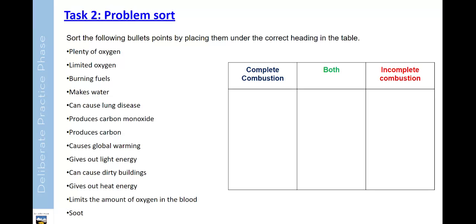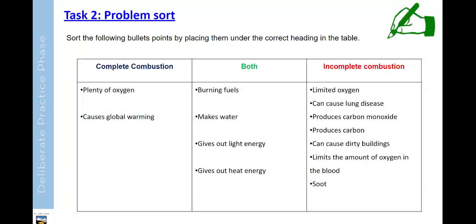Okay, so remember to change your font colour to green because you are going to be self-marking this work. Let's look at the answers then. So complete combustion should have only had 2. Both had 4. Remember, both burn fuels, both make water, and both give out heat and light energy. Now, incomplete combustion had a lot more. You can see that it's limited oxygen, it causes lung disease, it produces carbon and carbon monoxide, causes dirty buildings, it limits the amount of oxygen in the blood, and soot, remember, is just carbon.